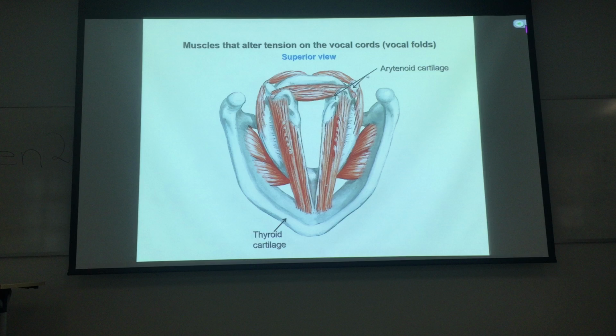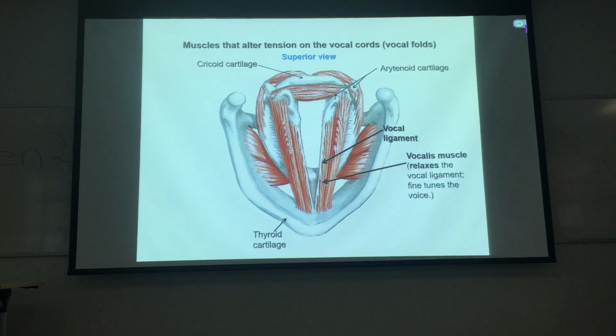Tensors. So again, just trying to show you certain things. Vocalis. We saw that cricothyroid tenses the vocal folds. Vocalis relaxes the vocal fold. All right, so here is the vocal ligament. You see how it's attached to the arytenoid cartilage and thyroid cartilage. If you were to tip the anterior part of that thyroid cartilage down, as the cricothyroid does, it will tense, making a higher pitched sound, versus if you relax the vocal folds, take off tension, just like a guitar string. Tighten it, higher pitched sound; relax it, deeper sound.